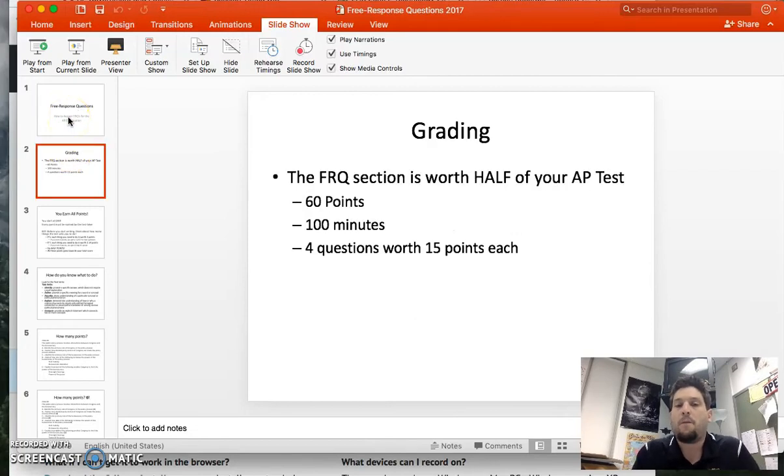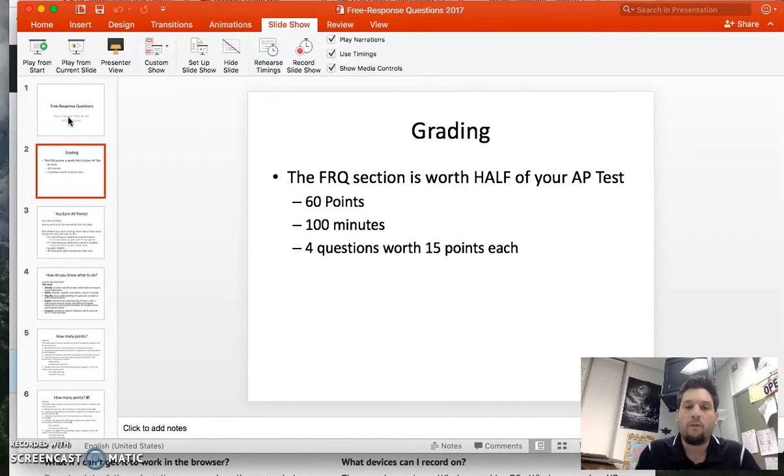First of all, the AP exam splits the test into two sections. Your first section is going to be 60 multiple choice questions, worth 1 point each. You'll only have 45 minutes for the multiple choice. You'll get a little break, and then you will have 100 minutes to answer your 4 FRQs. It's a lot of time for 4 FRQs. Essay questions are each worth 15 points. So the multiple choice is worth 60 points, and the 4 essays are worth 15 points each, so you will be taking a 120-point test.